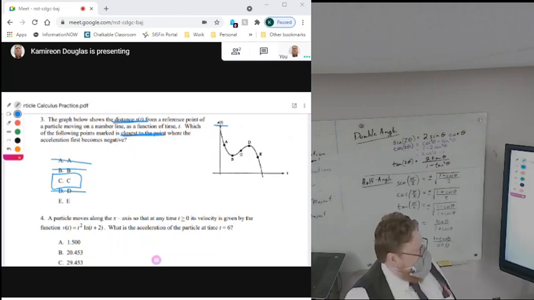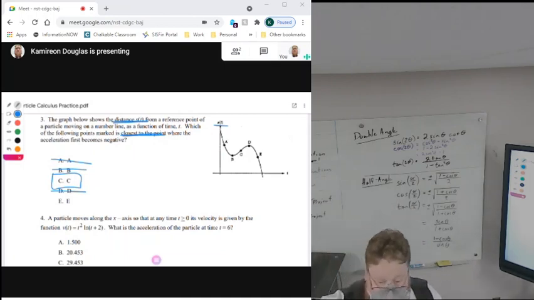Whereas what's happening at E? At one piece of time, it has a positive value still. First derivative. Second derivative.